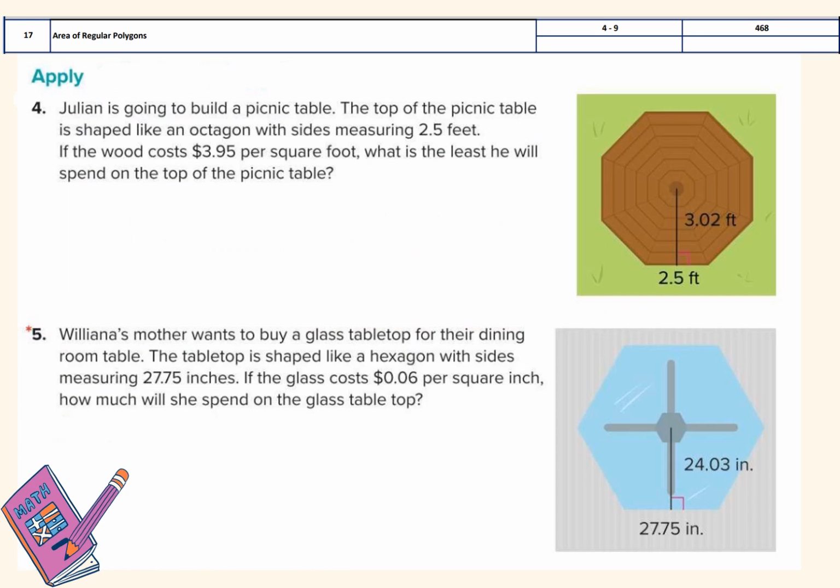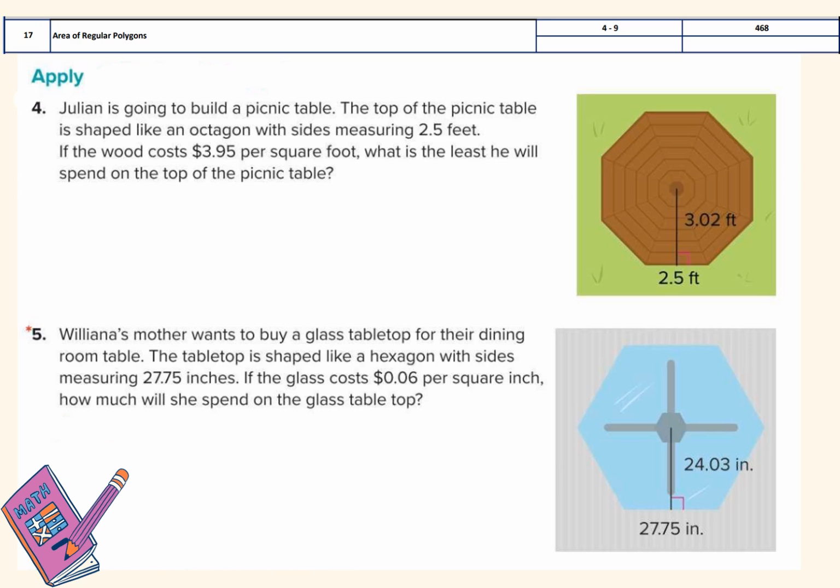Questions 4 and 5 have exactly the same idea. I'll be solving question 4, and I'm going to leave question 5 for you to practice. Question number 4. Julian is going to build a picnic table. The top of a picnic table is shaped like an octagon with sides measuring 2.5 feet. If the wood costs $3.95 per square foot, what is the least he will spend on the top of the picnic table?